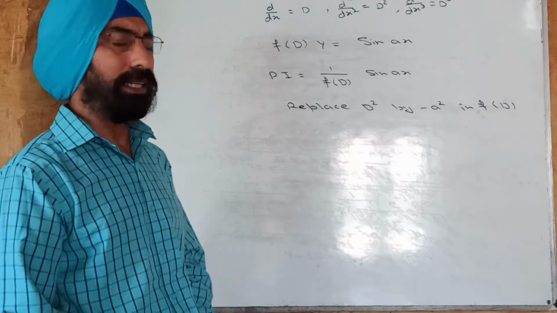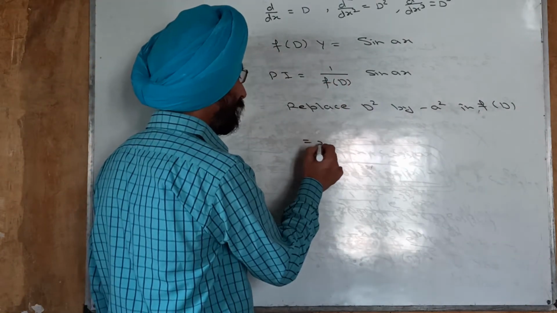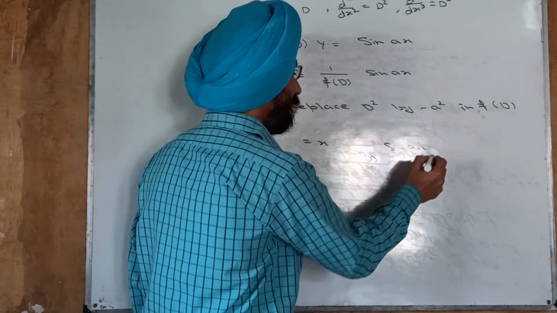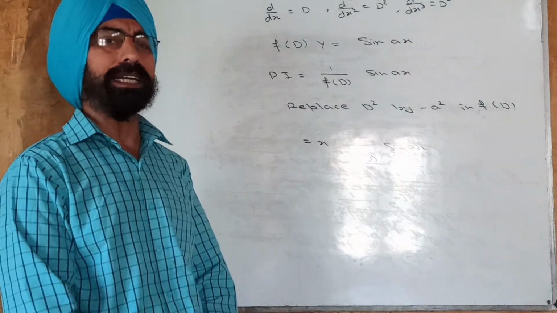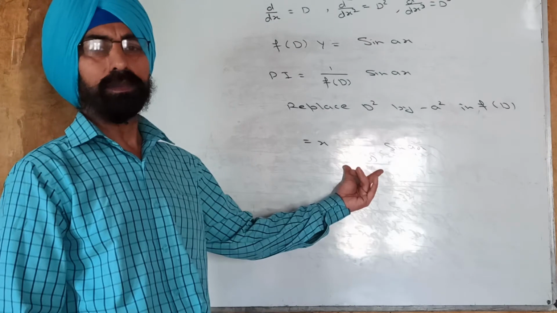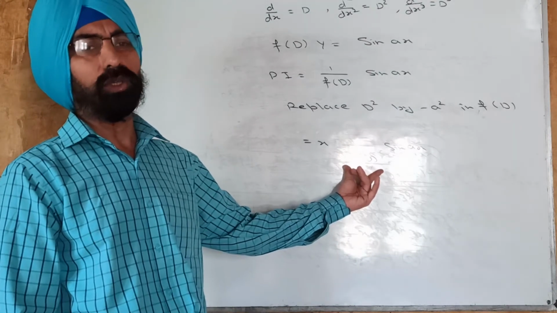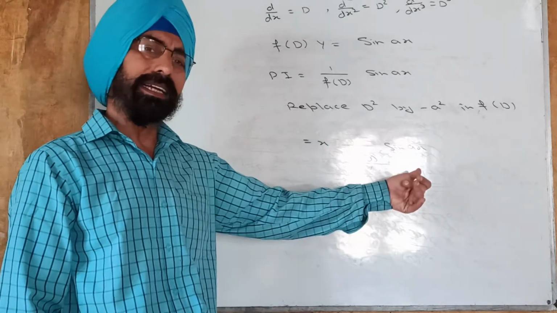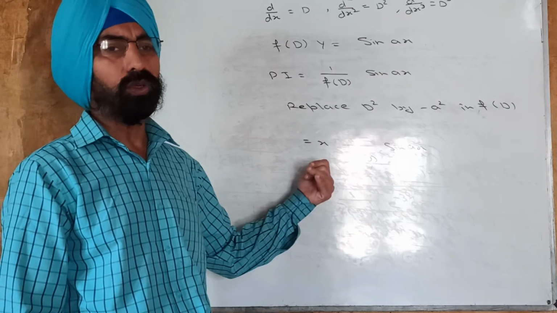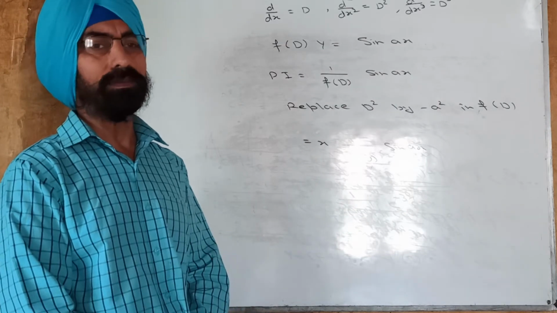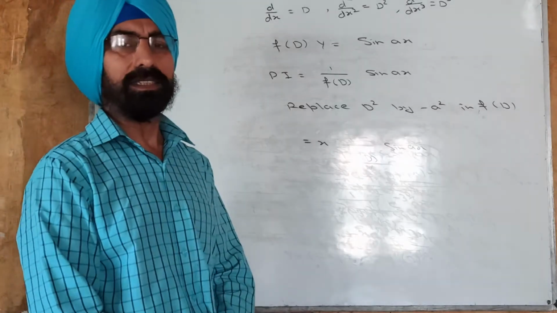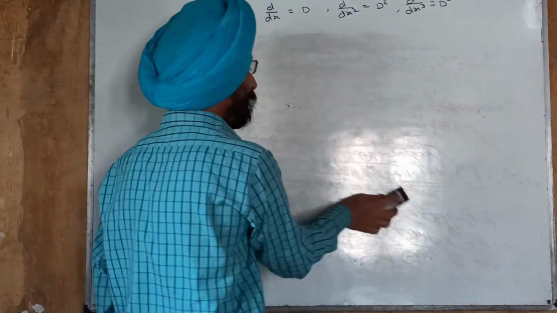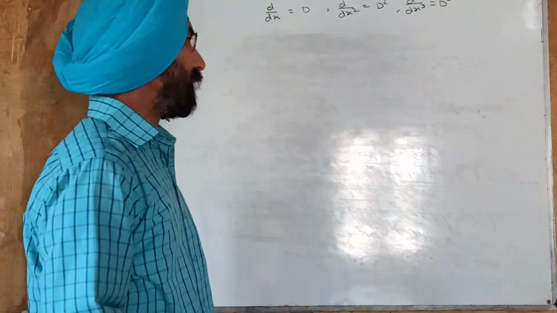the procedure is similar. In that case, you will write it as x times 1 upon f dash D sine of ax, and once again you will replace D square by minus a square in f dash D. If the denominator is non-zero, you will get the solution. If it is 0, again you will have x square and one more derivative, and again replace D square by minus a square. If it is not 0, you are going to get the particular integral, and so on. Now, we discuss some cases. We are going to illustrate some examples to evaluate particular integral in such case.